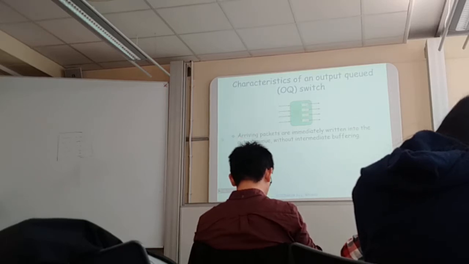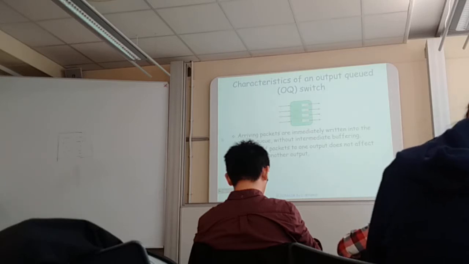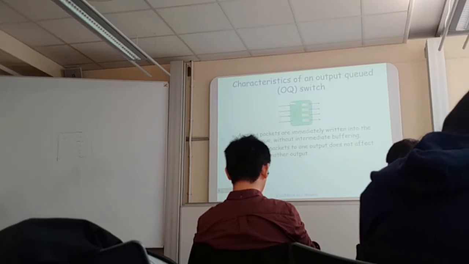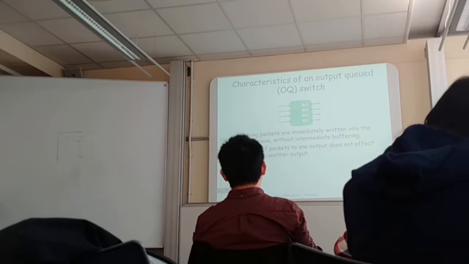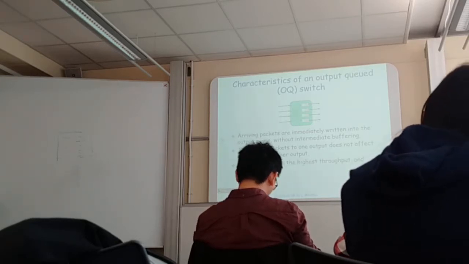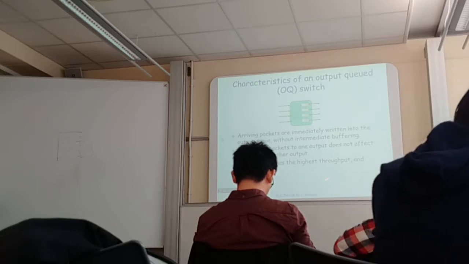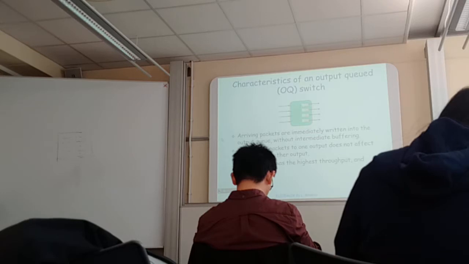Arriving packets are immediately written into an output queue without intermediate buffering. There is no buffering at the input. The flow of packets to one output does not affect the flow to another output. This is very important, that second point, because packets that are going here don't really affect packets that are going here, because the memory is fast enough. If it was input queued, it would be different. An output queue has the highest, I would require that you highlight that word, the highest throughput and lowest delay amongst all architectures. You cannot achieve better delay than this architecture in a router architecture.